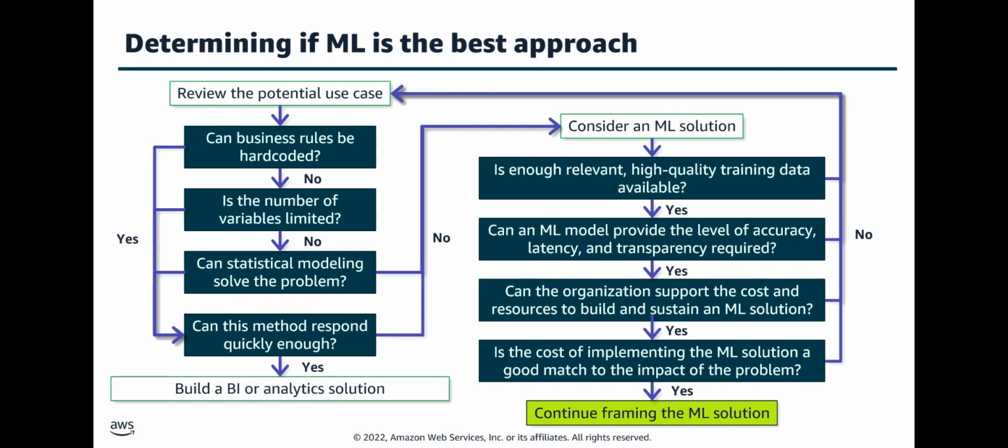As noted on the previous slide, part of framing the ML problem is determining whether ML is the correct approach. The left side of this decision flow highlights characteristics that might point you to using a business intelligence or BI or analytics solution instead of ML. The right side of the flow highlights questions that you need to consider before embarking on an ML solution, even if the business problem seems suited to the use of ML.